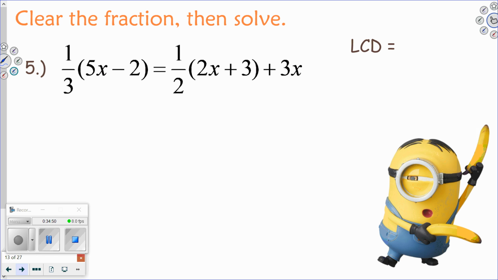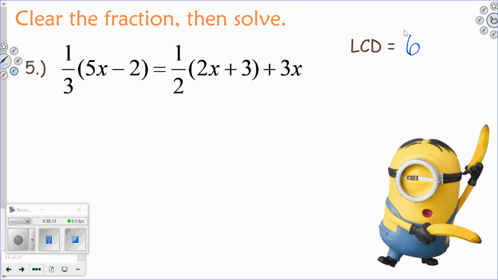I cranked it up a notch, didn't I? Whoa. All right, one step at a time. What's the LCD? 6. It's 6, right? Because what number do 3 and 2 both divide into? It's 6. Okay. Now, guys, don't panic because these actually aren't that bad.